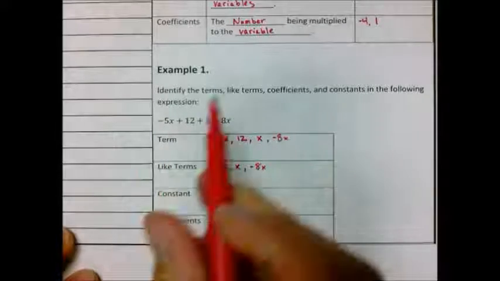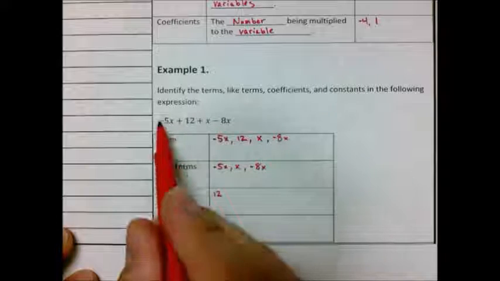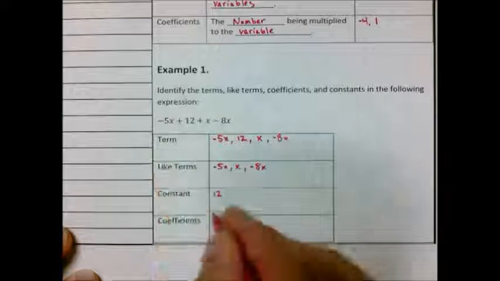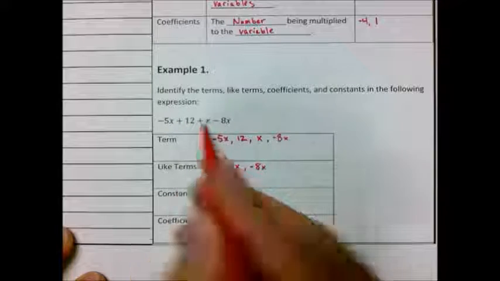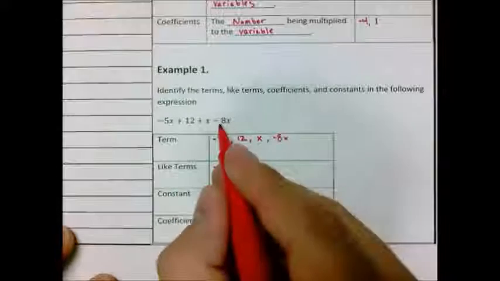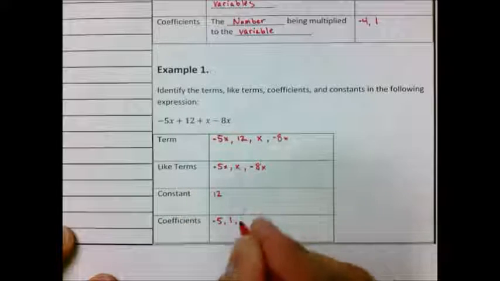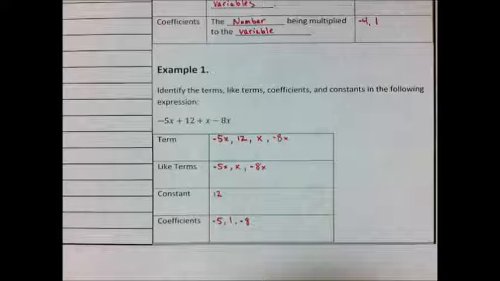And then our coefficients, remember, is the number being multiplied to the variable. So here's our variable, we have negative 5. Here's our x, the variable, 1 is the number before that. And lastly, negative 8 in front of that one. Okay, and that's all we had to do for example 1 there. Let's go on to example 2 on the back.